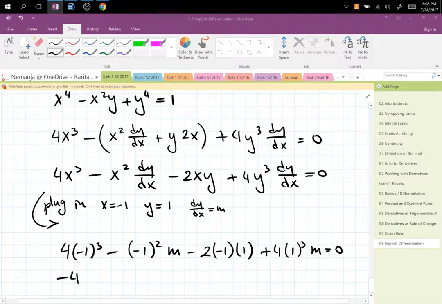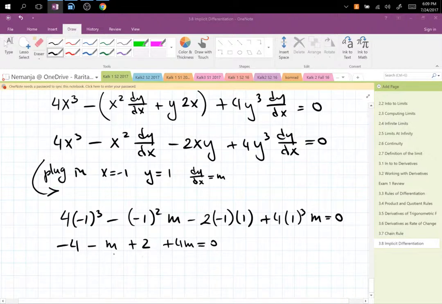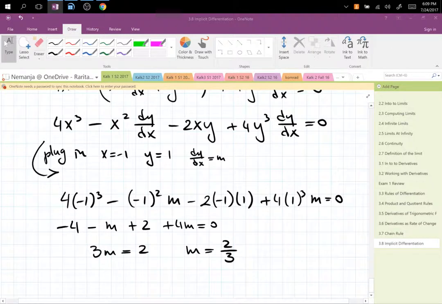So -4 minus m plus 2 plus 4m equal to 0. So this is 3m equals 2. m equals 2/3. And I also have a (-1, 1) point.